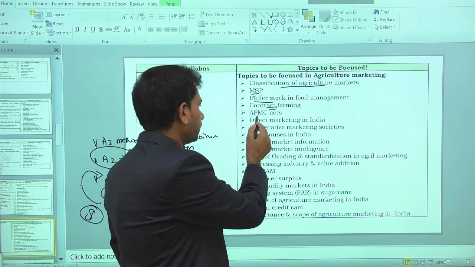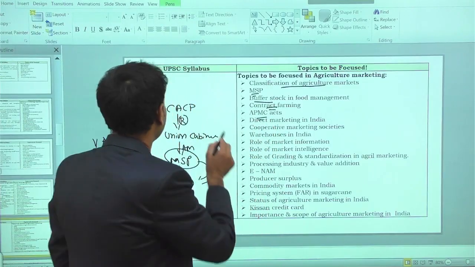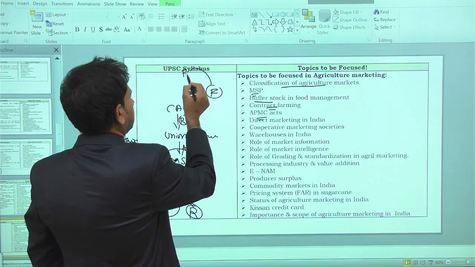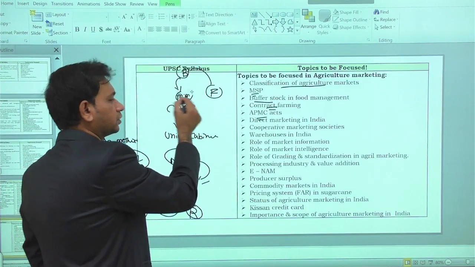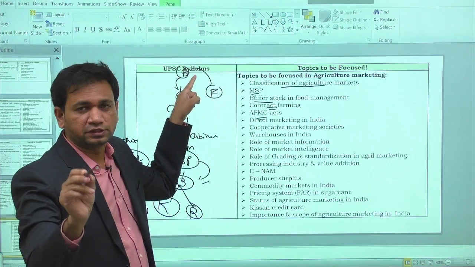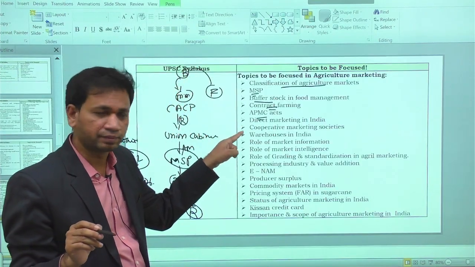Then we are having the APMC, right? APMC is one of the indirect types of marketing. Indirect means, on behalf of the farmers, the registered commission agents in the APMC are going to sell the goods to the middlemen in the case of the APMC market here.